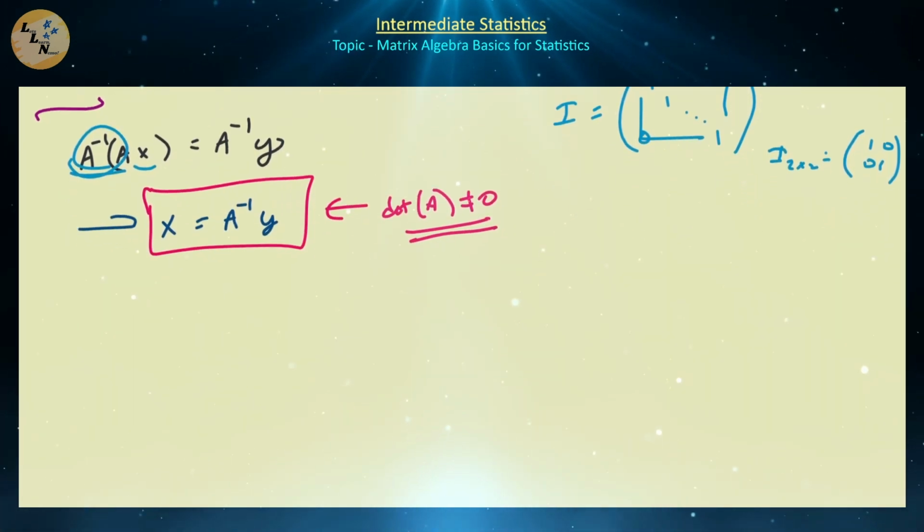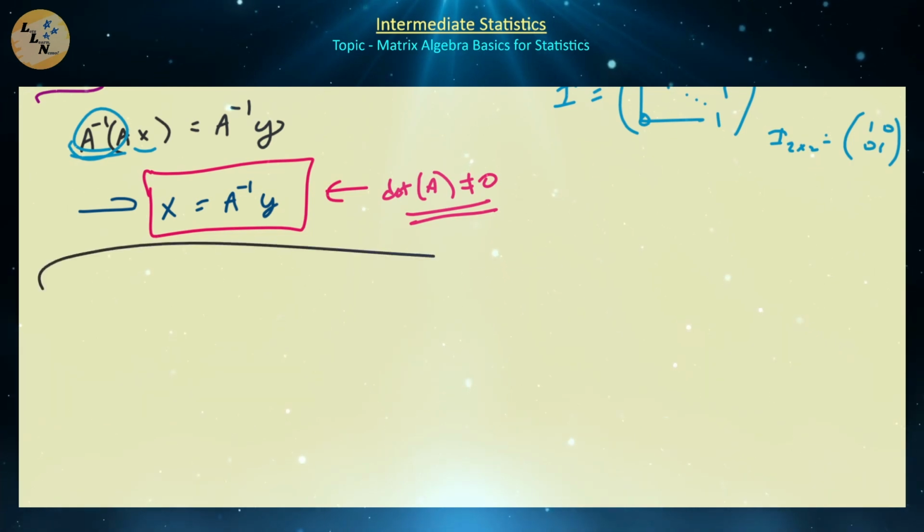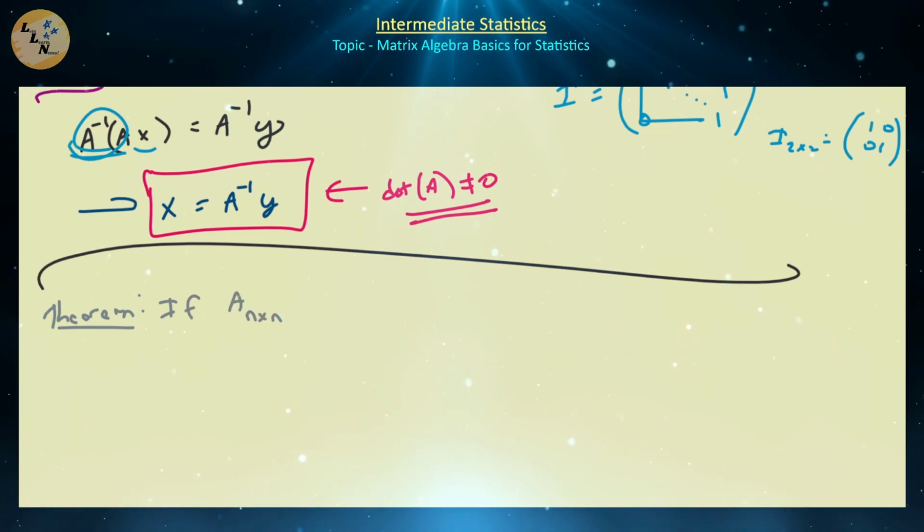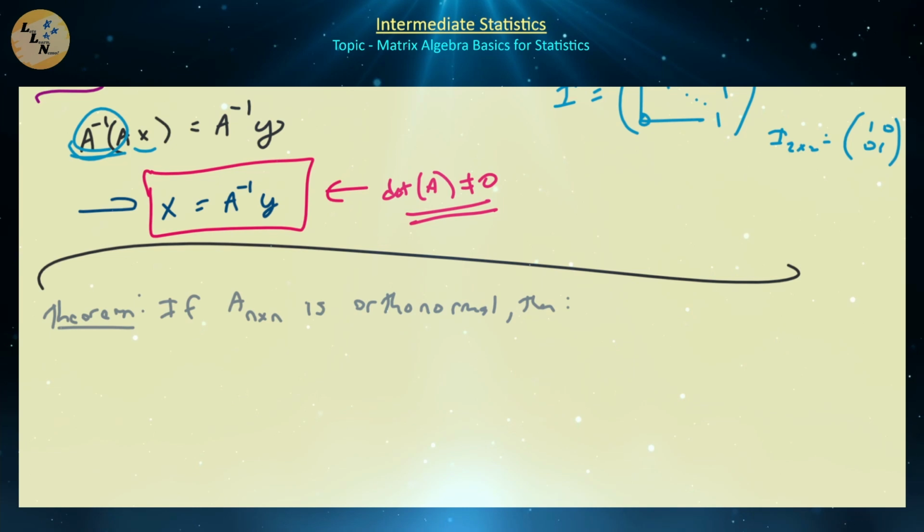One last thing associated to determinants that I want to mention actually connects back to orthonormal matrices. And I'm actually just going to state this as a theorem, and if you're from a linear algebra background, maybe you want to try and prove this. So if A, an n by n matrix, is an orthonormal matrix, then the following two properties are actually true.